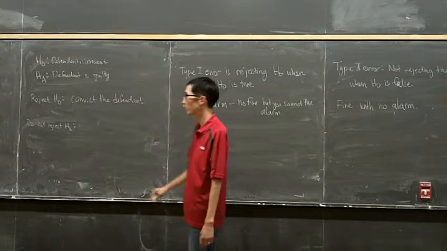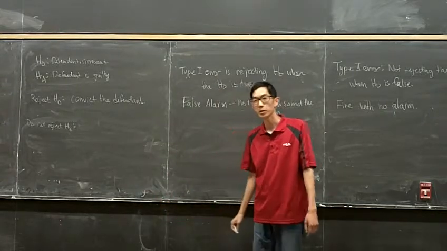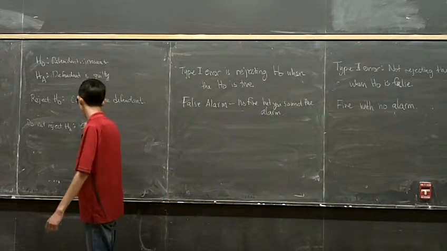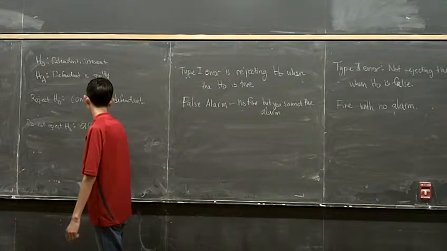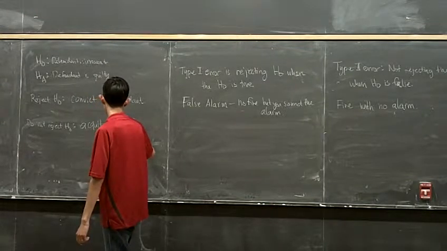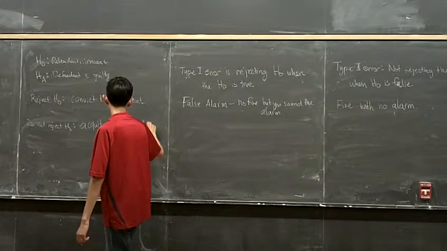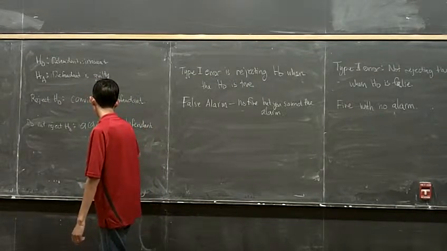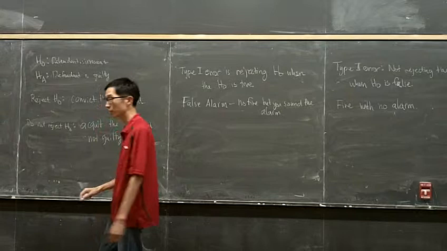And not rejecting the null would be what? Not convicting, or we call that acquit. Acquit the defendant. Or, yeah, not guilty. A not guilty verdict is not rejecting the null.